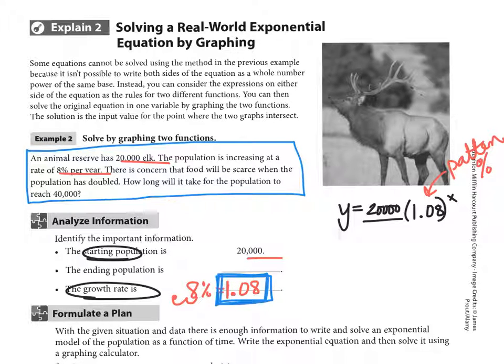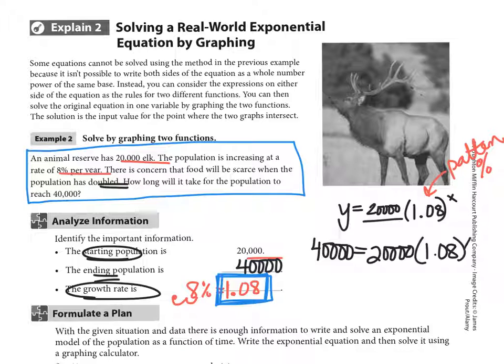Now, in this specific example, they actually tell me what the population is that I'm curious about. They say the population is 40,000. You could have known that even if they hadn't given you that number. It's saying doubled, so that's how you know what value they're talking about. So the ending population is 40,000, which means they want me to solve this question: 40,000 equals 20,000 times 1.08 to the x.